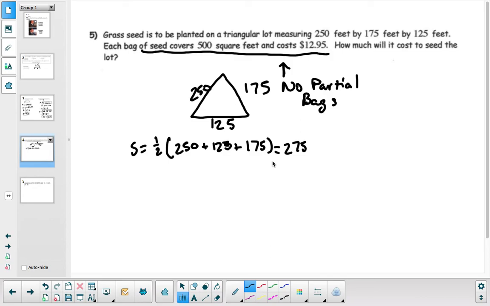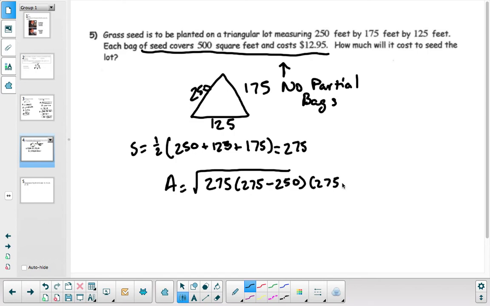And you're not. Alright, so S is 275. I plugged that in my calculator before, so don't worry. I'm not that proficient with my multiplication of fractions. But 275 should be S, and you are going to plug that into Heron's formula. So area is equal to the square root of S times S minus A times S minus B times S minus C.